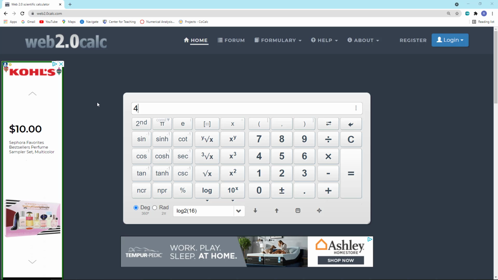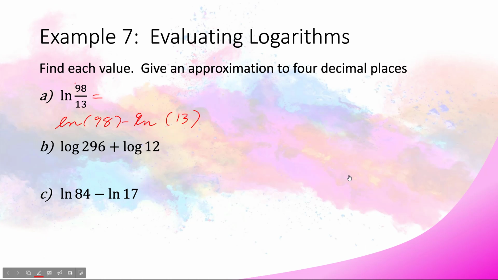Specifically, I would just basically click natural log, and type in 98 divided by 13. And that will give me 2.00201, which will round to 2.0200. So we would have, well, what about this?